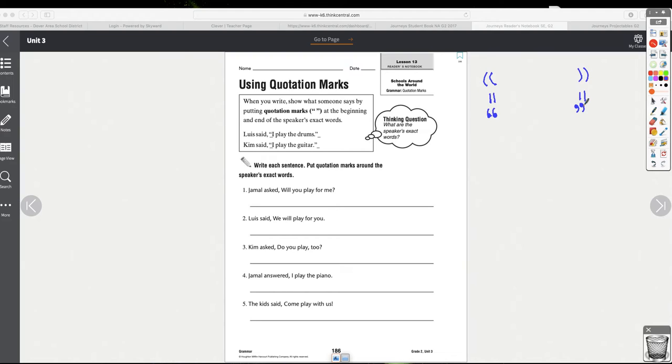So here's 2 examples of speaking sentences. Luis said, "I play the drums." So the speaking part that he says is, "I play the drums." And then the next one is, Kim said, "I play the guitar." So her speaking part is, "I play the guitar." Now, we're going to write each sentence and put quotation marks around the speaker's exact words.